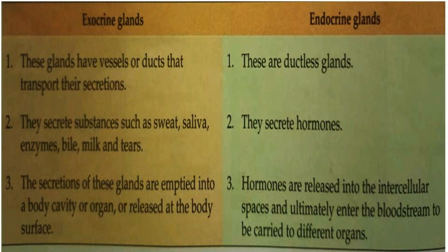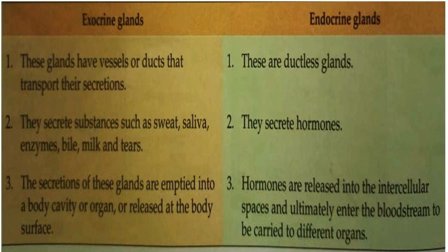Second point, exocrine glands secrete substances such as sweat, saliva, enzymes, bile, milk and tears. So these are what the exocrine glands remove out: sweat, saliva, enzymes, milk, tears, bile. But the endocrine glands secrete hormones. The hormones are secreted inside our body.